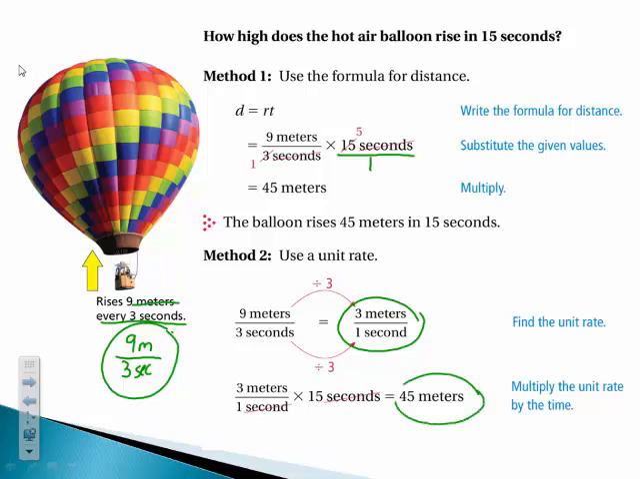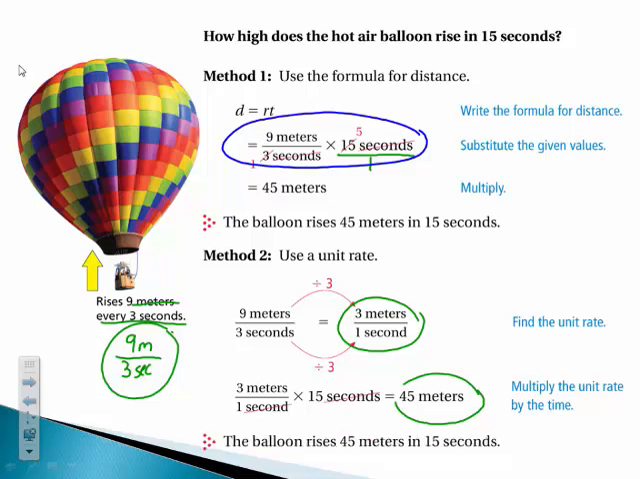The only difference here is you're simplifying your rate before you start your equation, rather than up here in method 1, when we simplified it during our equation. Okay, but you pick whichever method you want to do. Simplify at the beginning, simplify in the middle. You're still going to get the same answer. And you can also simplify at the end. So really there's 3 methods. But still the balloon rises 45 meters in 15 seconds. We're not going to simplify that because it specifically asked how high does the balloon rise in 15 seconds.